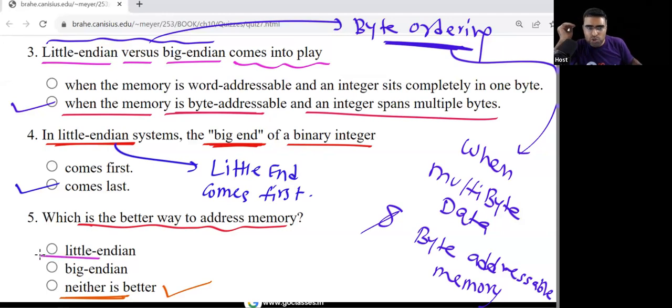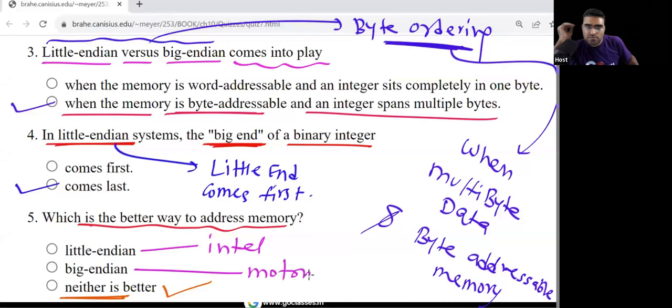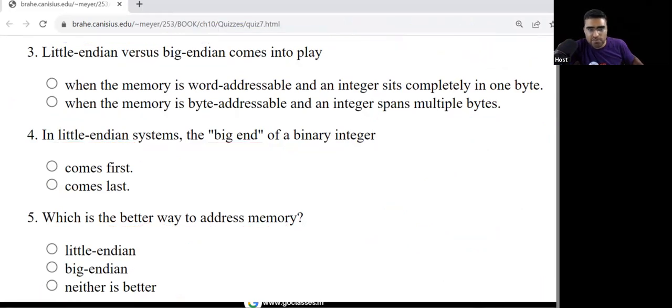Remember, some systems use little Endian, some systems use big Endian. Intel uses little Endian, and big Endian is used by Motorola. Correct? Agree? But none of them is better. So these are the three questions we have done.